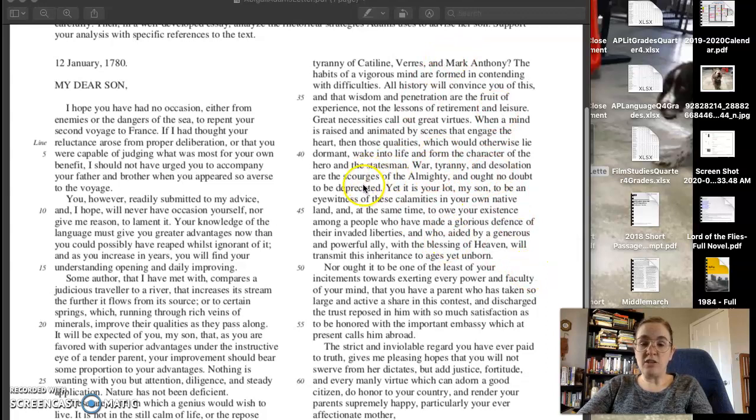War, tyranny, and desolations are the scourges of the Almighty, and ought no doubt to be deprecated. Yet it is your lot, my son, to be an eyewitness of these calamities in your own native land, and at the same time to owe your existence among a people who have made a glorious defense of their invaded liberties.